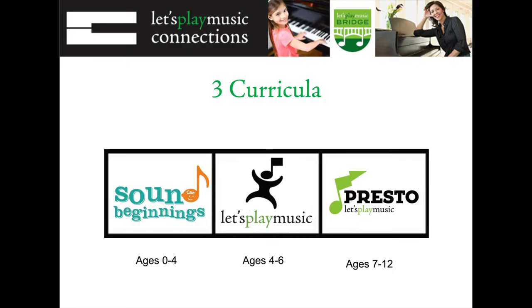So now we want to introduce the curricula that we do offer. We have three programs for different age groups. Our Sound Beginnings program is for children ages 0 to 4. Our Let's Play Music program is for beginners ages 4 through 6, and they complete the program more like ages 6 through 8. And then our Presto program is for beginning piano students ages 7 through 12. And we're gonna go into a little bit of detail on each of these programs.